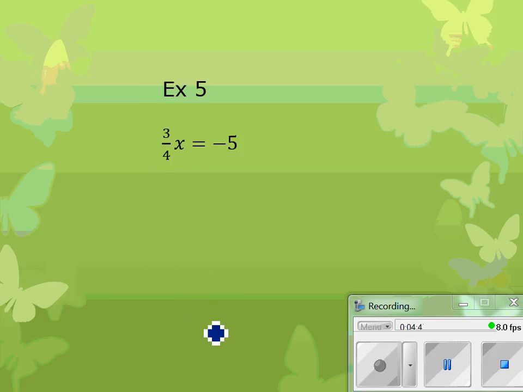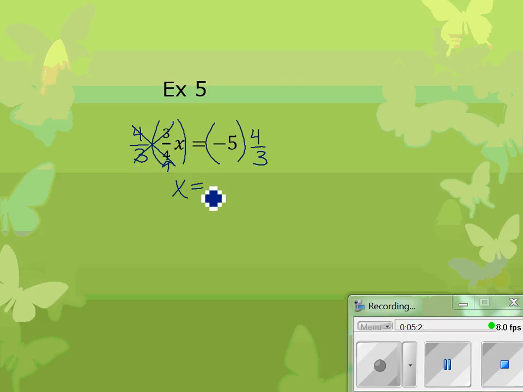The last example, 3/4 x equals negative 5. Again, we're going to multiply both sides, and we're going to multiply by the reciprocal. That means that we're going to flip our fraction. And this is the fraction we're wanting to get rid of. The reciprocal is 4/3. We can do this and cancel this out because they equal 1, and we're left with x.